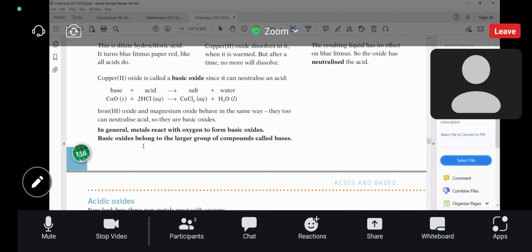For example, we took magnesium oxide plus HCl. What will happen? This is solid, this is aqueous. It will become Mg2+ O2-, here H+, Cl-. This will react with this and this will react with this. You will end up with MgCl2 plus H2O.